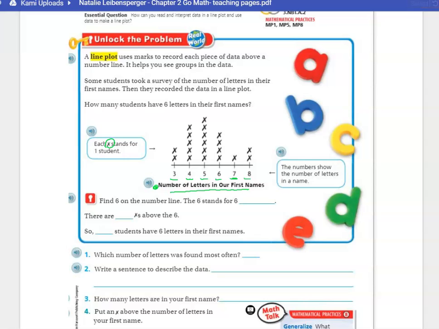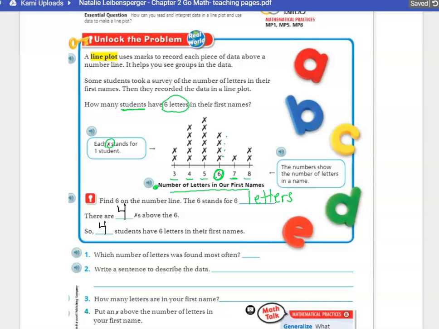So we have to figure out how many students have 6 letters in their first name. And I see the word students here, so I know I'm going to be counting X's. So I'm going to find 6 on the number line. There it is. The 6 stands for 6 letters, and I can see that on my label right below. And there are, let's count them, 1, 2, 3, 4 X's above the 6. So therefore, 4 students have 6 letters in their first name.